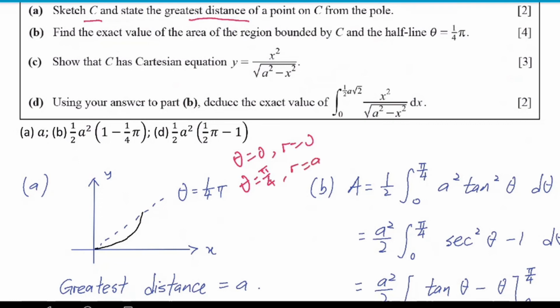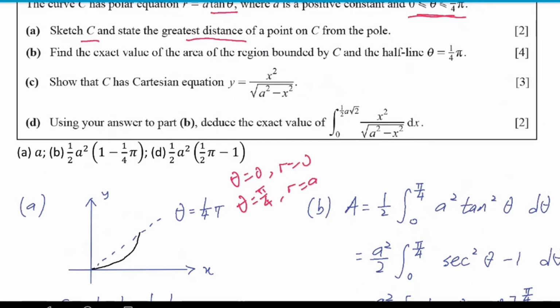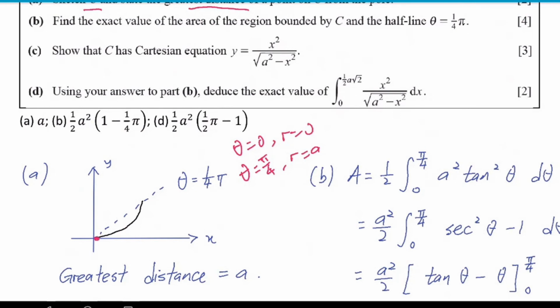It is strictly increasing. So you can start looking at this: when r equals 0, theta equals 0, and r just keeps increasing until it stops when theta equals 1/4 pi. So make sure you draw a dotted line, theta equals 1/4 pi, to stop yourself from going further.